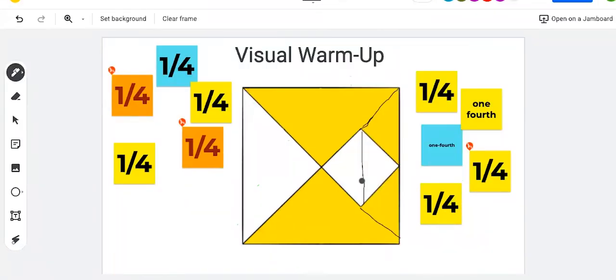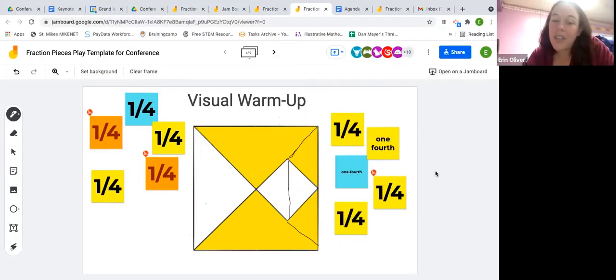Erin, may I ask a question? Please, definitely. When you do like a visual warm up, about how long of a routine is that? I try to keep it to 5 minutes. Yeah, okay, thanks.